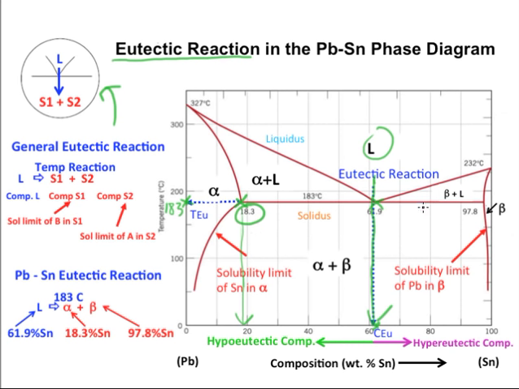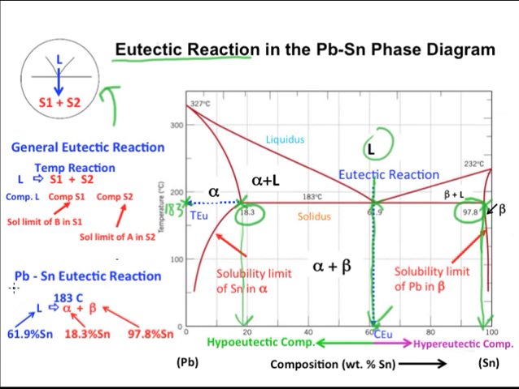The eutectic composition of beta is the solubility limit of tin in beta at the eutectic temperature. So, again, to find it, we start here. We go to this point over here. Then we would read straight down to the x-axis. Right there. So, it's pretty high. But again, it is given to us right there. So that means beta's eutectic composition is 97.8% tin for our example.